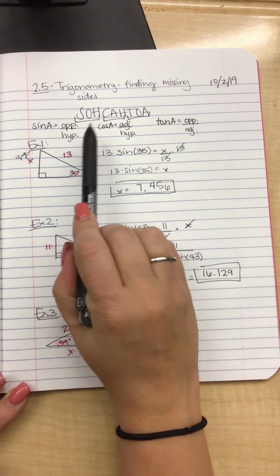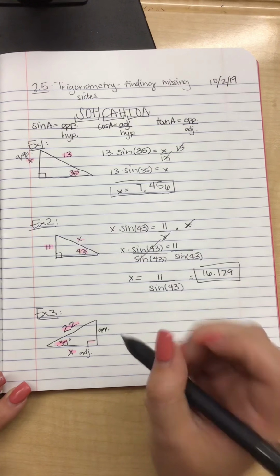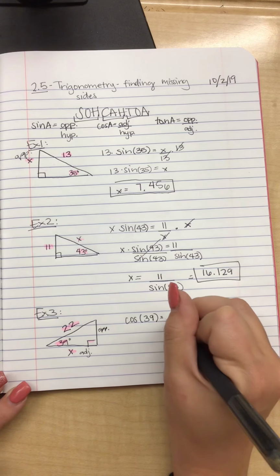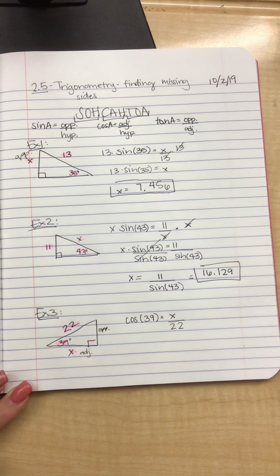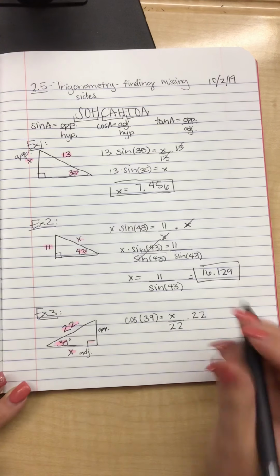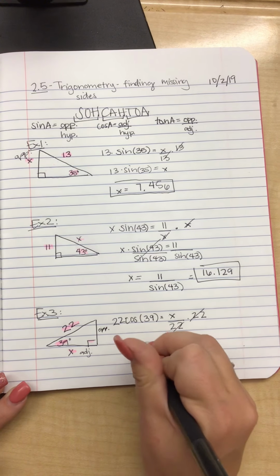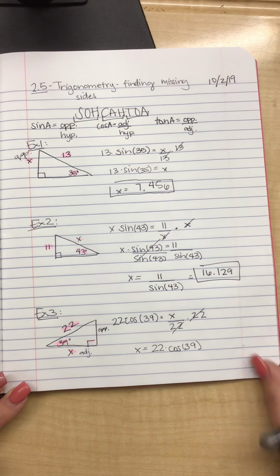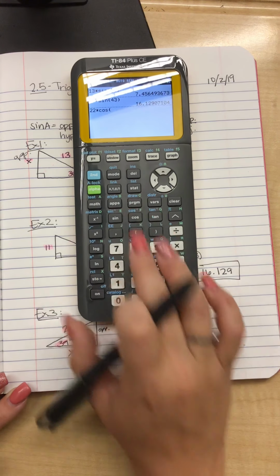So when choosing one of our trig ratios, cosine has adjacent and hypotenuse. So we're going to set it up with cosine of our reference angle, which is 39, is equal to adjacent, which we don't know, so we're putting x over hypotenuse. And we solve it the same way as example 1 here. So we multiply by 22 to get x by itself. So x is equal to 22 times the cosine of 39. And we put that in our calculator. 22 times cosine of 39.